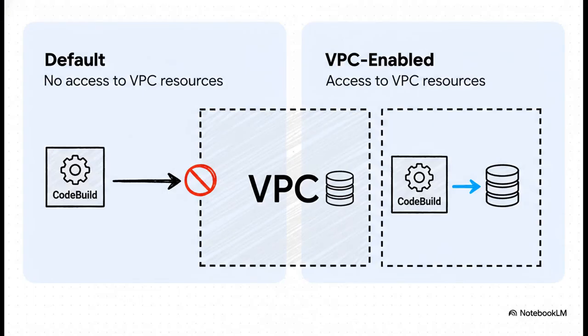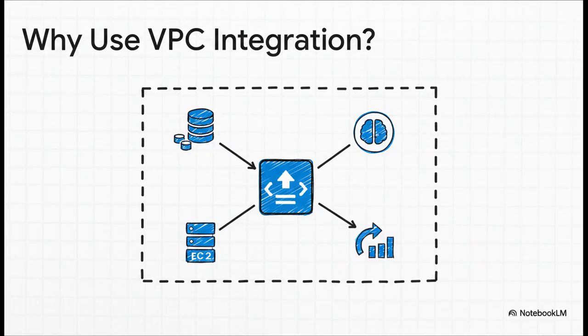By default, CodeBuild runs in a secure AWS environment, but it's kind of in its own bubble. It's totally isolated from your private network, your VPC. This means it can't talk to things like your internal databases. The solution is to configure CodeBuild to launch its build container inside your VPC. And this is a game changer for testing because it suddenly opens up secure access to all of your internal services. So why would you even do this?